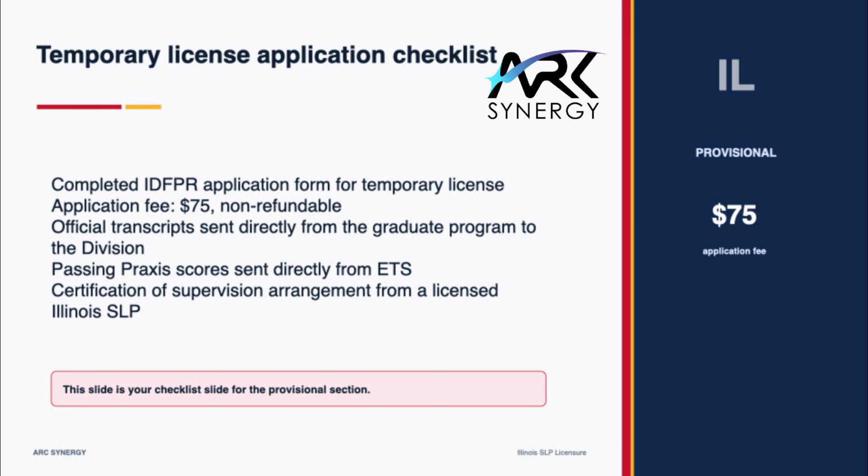So here is your application checklist for the temporary license. You need to complete the application for the temporary license. The fee is $75 and that fee is non-refundable. You need to have your official transcript from your graduate program sent directly to the division. You need the Praxis score sent from ETS to the division as well. And of course, like we said, the certification of supervision arrangement from a licensed SLP. So it's pretty straightforward for Illinois. You don't need any extra things. As long as you have all of those, you should be good to apply for the temporary license.